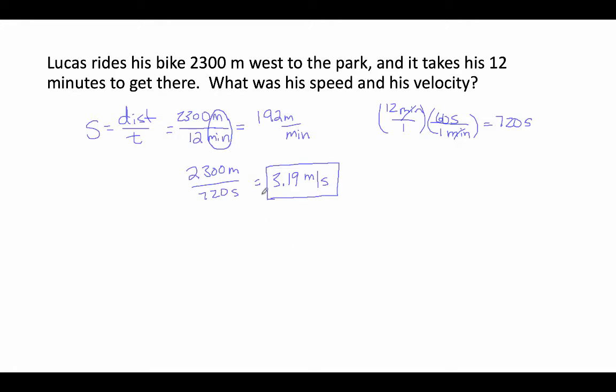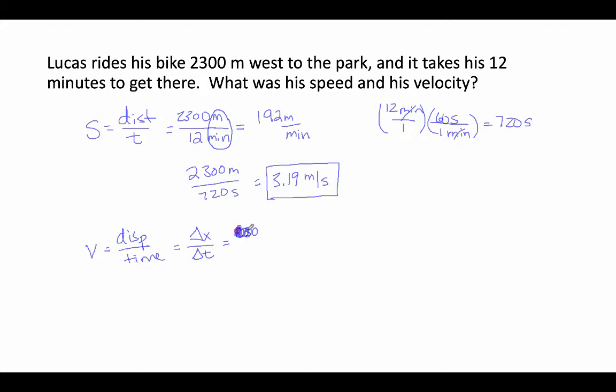Now let's look at how velocity would be different. If we're finding the velocity, remember velocity was displacement divided by time. Displacement was our change in position divided by the time interval. This little delta means change in, so the change in x, or the change in position, divided by the change in time.